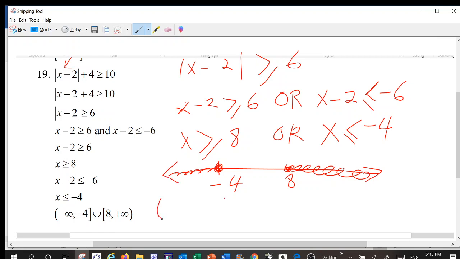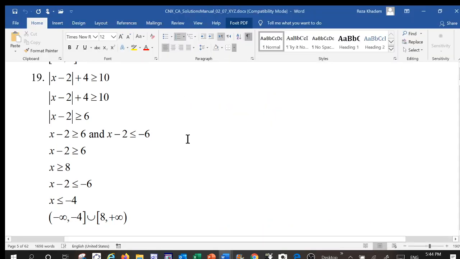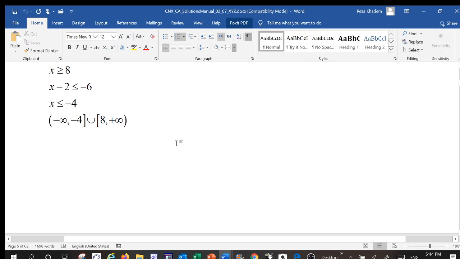So you see, if you put interval notation with or, this is negative infinity to negative 4, and this is 8 to infinity. Now, this has to be included because we want 8, and this has to be included because we want negative 4. And then this means union. That means we want both of these sets of numbers. All right, so that's number 19. So let's see what else.